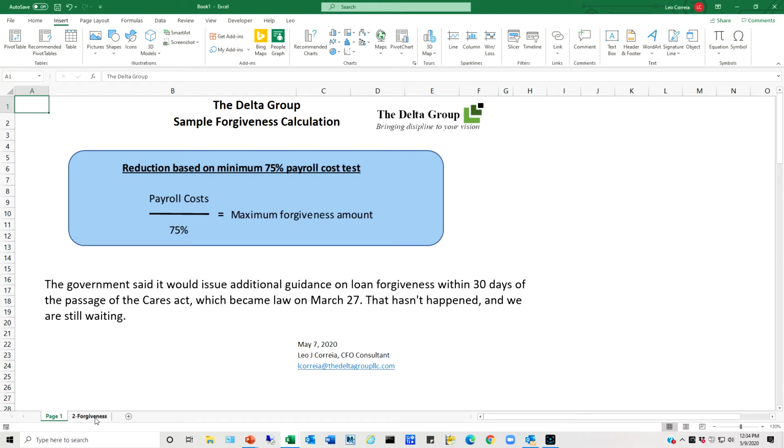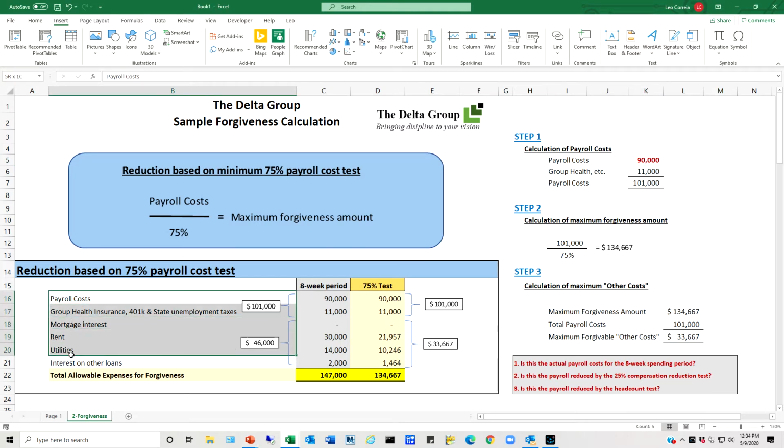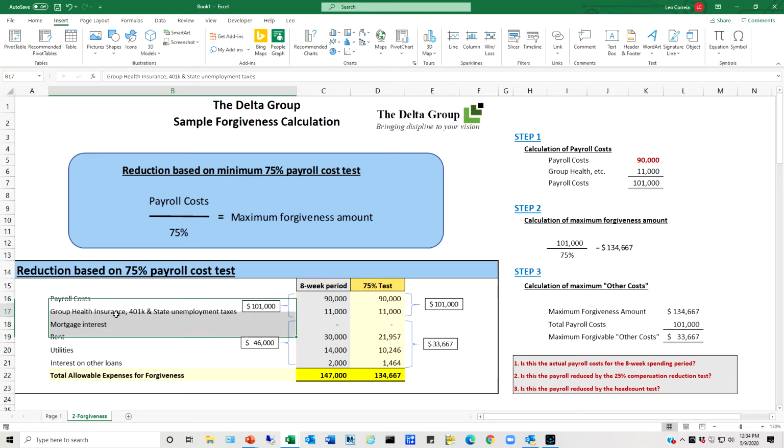So, looking at the forgiveness calculations, we have some sample data here. Looking at the sample data, we have the basic components that create the forgiveness or allowable expenses in the forgiveness test. And they are the payroll costs, which include group health insurance, 401k, and state unemployment taxes. Mortgage interest, rent expense, utilities, and interest on other loans are generally considered the other costs that are allowable. Now, as you can see, if I group these, I have $101,000 of payroll costs and $46,000 of other costs.